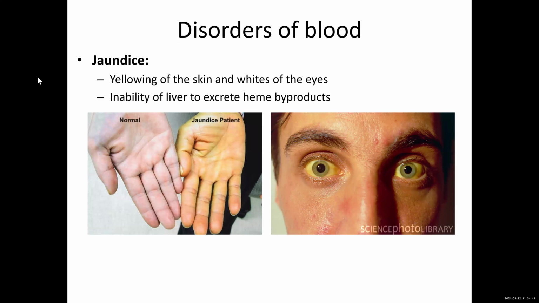Disorders of blood. Over here, jaundice. Jaundice is yellowing of the skin and whites of the eyes. So you see this is a normal hand and this is a jaundice patient, and this is the eye of a patient with jaundice. So why do the skin and whites of the eyes become yellow? It's because of the inability of the liver to excrete the heme byproduct.